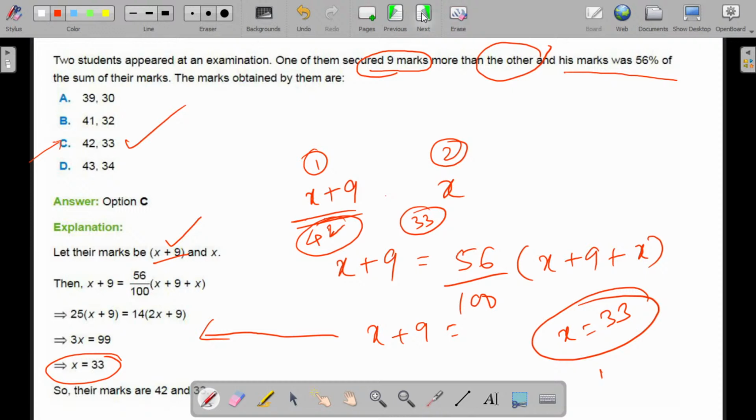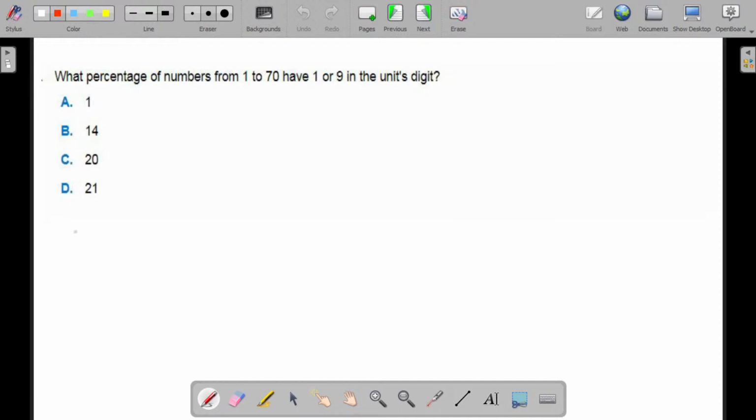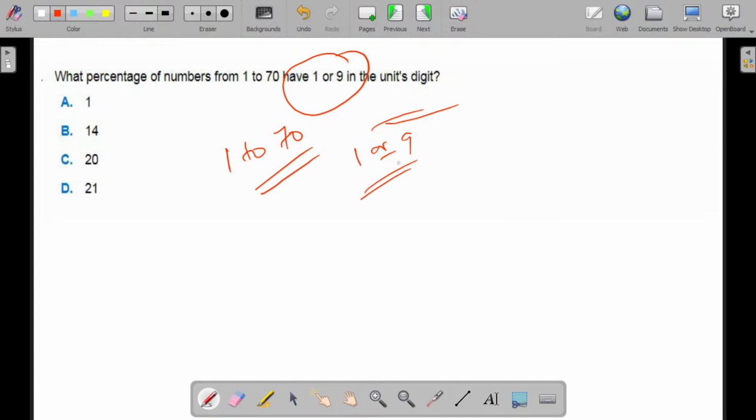Okay, so next: what percentage of the numbers from 1 to 70 have 1 or 9 in the units digit? What is the percentage of the numbers from 1 to 70 that have a unit digit of 1 or 9? So please mention in the chat box.